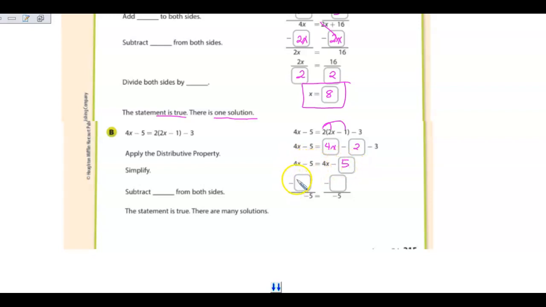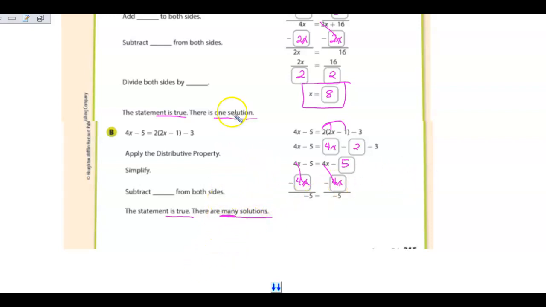Now, if I want to, I can move the x term. So I'm going to subtract 4x from both sides. And when I do that, that leaves me with negative 5 and negative 5. Negative 5 equals negative 5. Now, this is true. Negative 5 is negative 5. There's no confusion about that. But it's a little odd because we don't have our variable. We lost our variable when we subtracted 4x on both sides. Because it's exactly the same on the left and the right, the statement is true. And there are many solutions. And sometimes they call that infinite many.